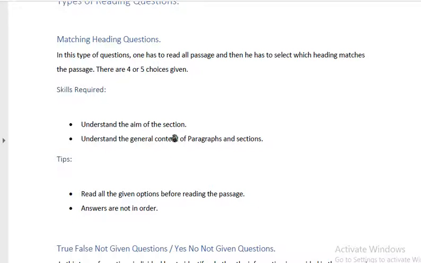Understand the aim of section, understand the general content of paragraph and sections. These are the skills required: that you understand what the paragraph is about, what the paragraph is telling about. And what are the tips? Read all the given options before reading the passage. Answers are not in order. So it's a basic general tip that you are required to read first all those options and then you are supposed to read the paragraph.